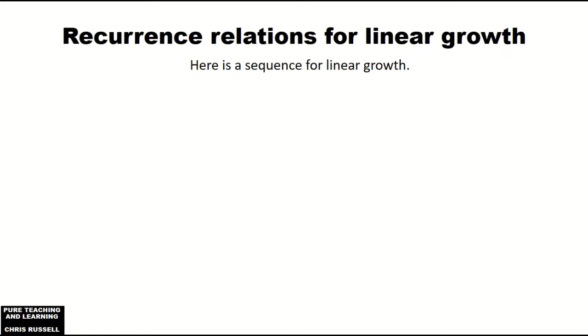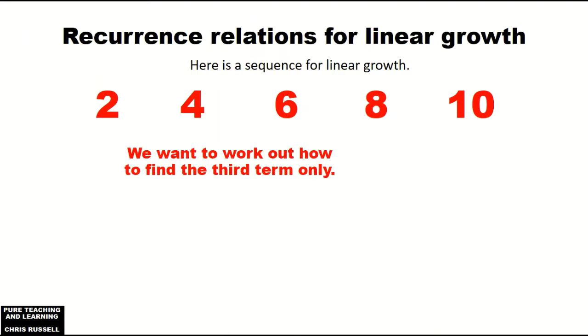Okay, so we are looking at recurrence relations for linear growth. Here is a sequence for linear growth: 2, 4, 6, 8 and 10. Now we want to work out how to find the third term only. We know that this third term is going to be 8.